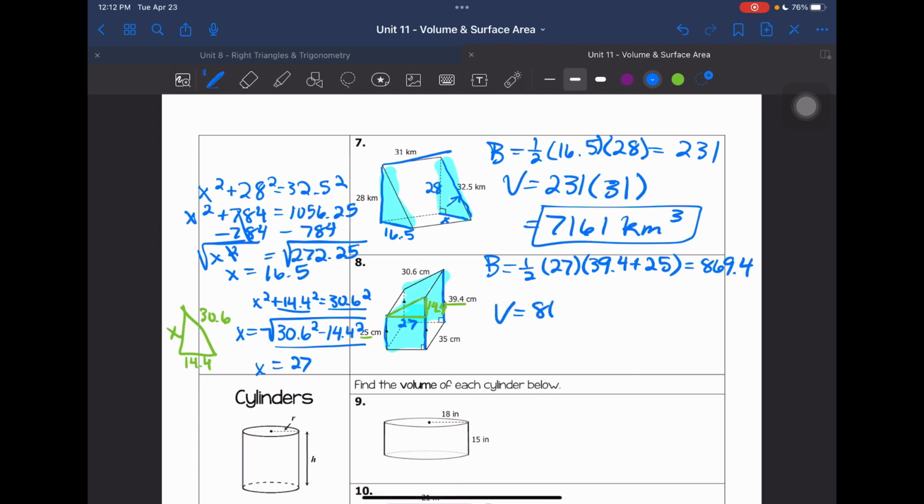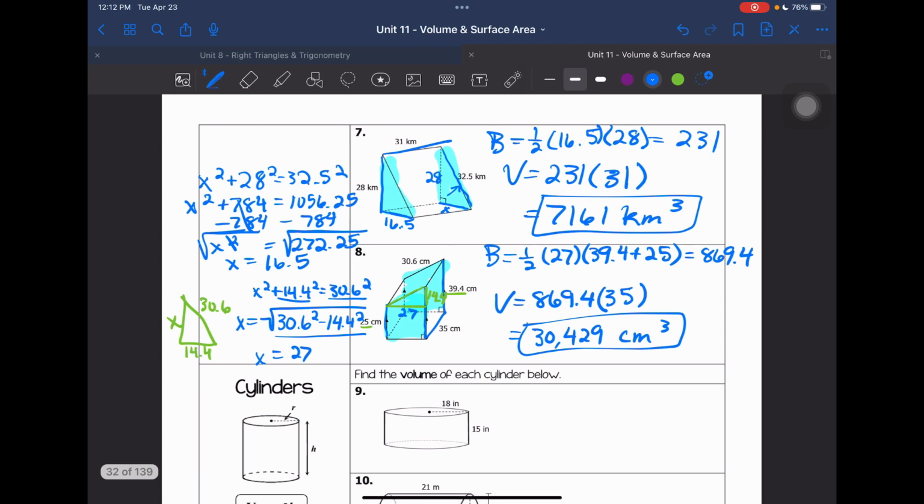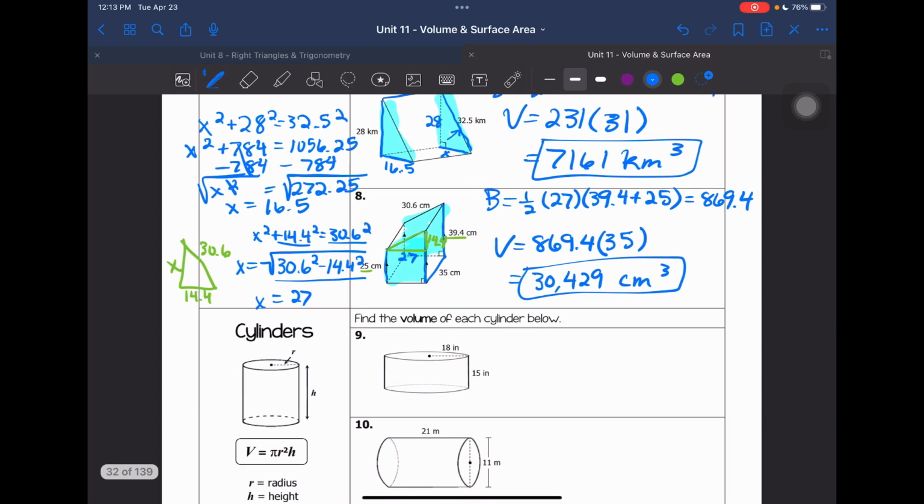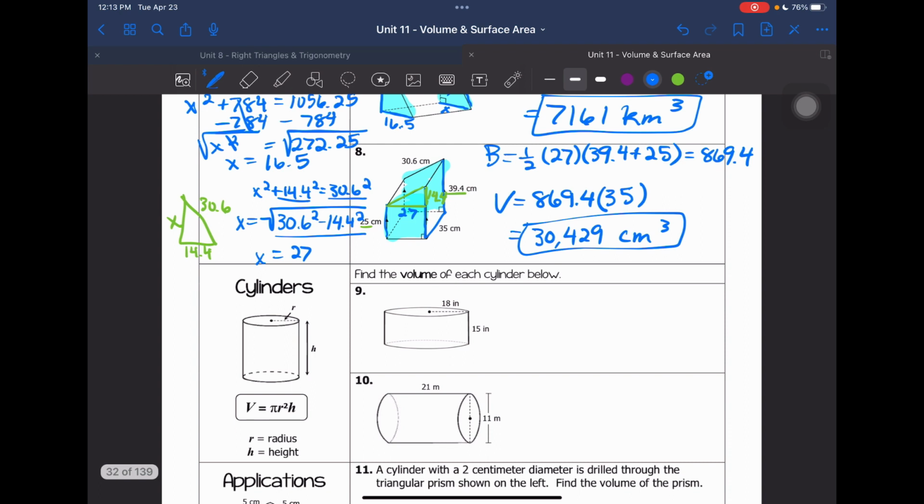So the volume is 869.4 times the height of the prism, which is 35. So that gives us 30,429 centimeters cubed. So remember that sometimes you might not have a measurement that you need in order to find the volume. And so you need to find that measurement using Pythagorean theorem if you can, or maybe just looking at some of your other sides and seeing if any of those are congruent to each other, and then you'll be able to find the volume.